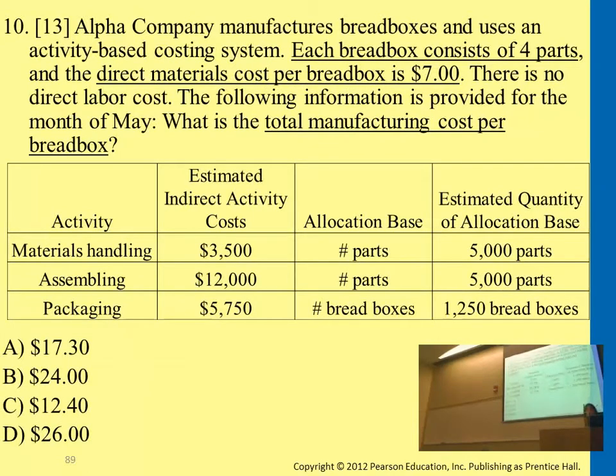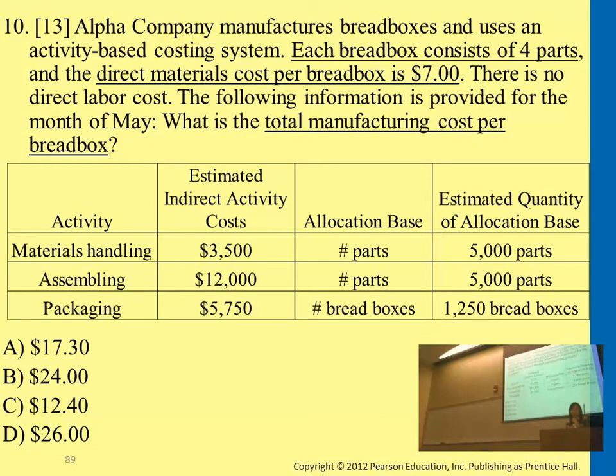Okay, number 10. Now this one, within all these questions, is trickier, more complicated. This is testing you on all different activities and seeing if you can pull everything together, find out different activities allocation rate, find out the different activities cost, and then add them all together to figure out manufacturing costs for one bread box. So if you look at this table here, we have 3 different activities: materials handling, assembling, packaging. First step, we will need to figure out the allocation rate, right?